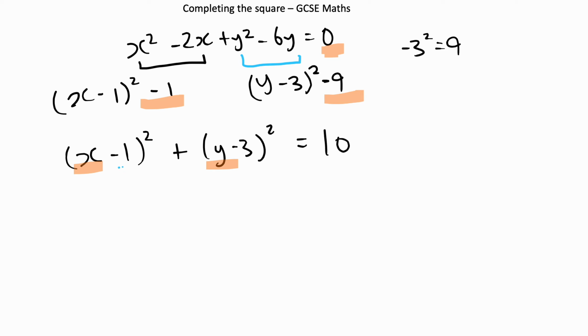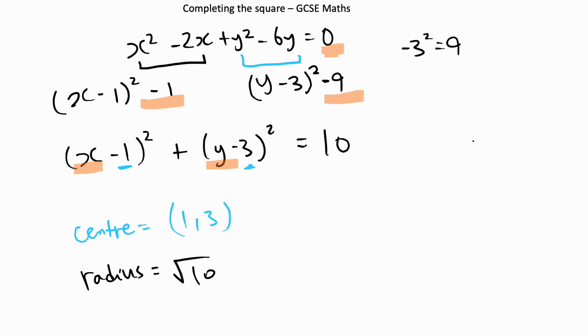This minus 1 and minus 3 tells us the center. So the center of this circle is going to be 1 and 3, because remember, we flip the signs when we get the center. And the radius is just going to be root 10, because remember, in the equation, it's always r squared.